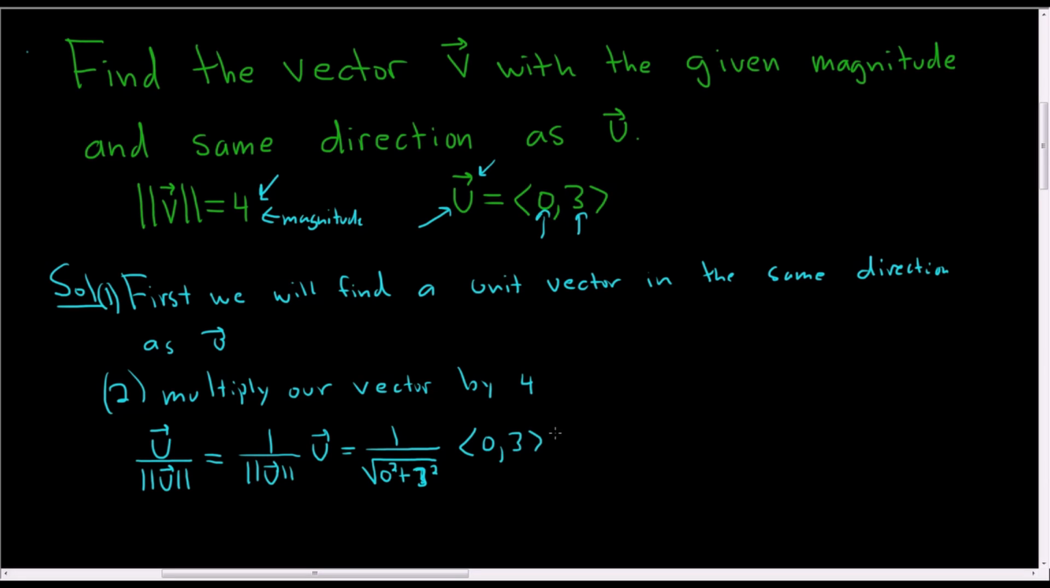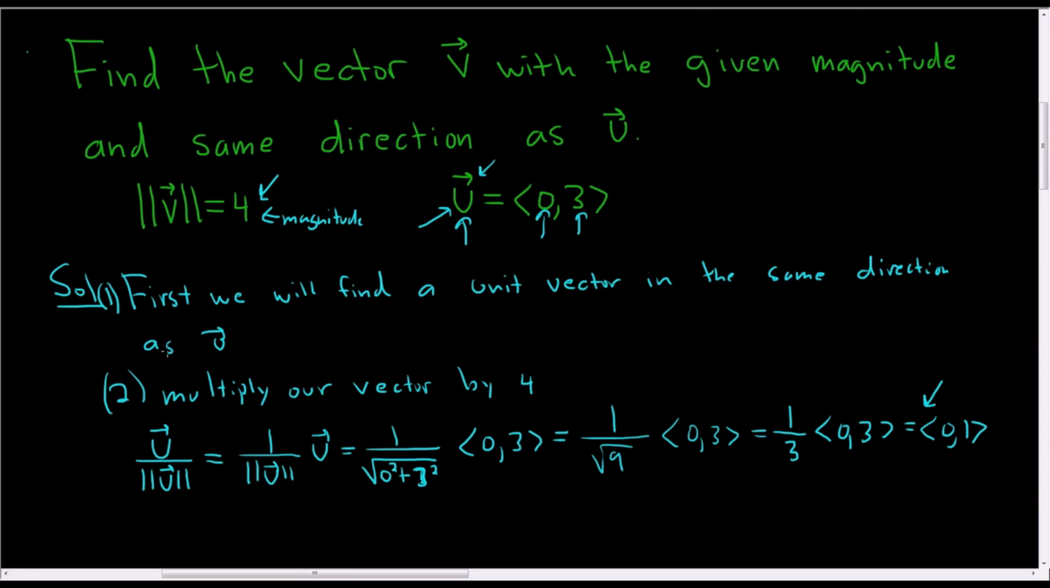So this is 1 over the square root of 9, and then we still have 0, 3. So this is 1 over 3. And we still have 0, 3. And finally, just distribute. 1/3 times 0 is 0. And then 1/3 times 3 is 1. So there is our unit vector in the same direction as u.